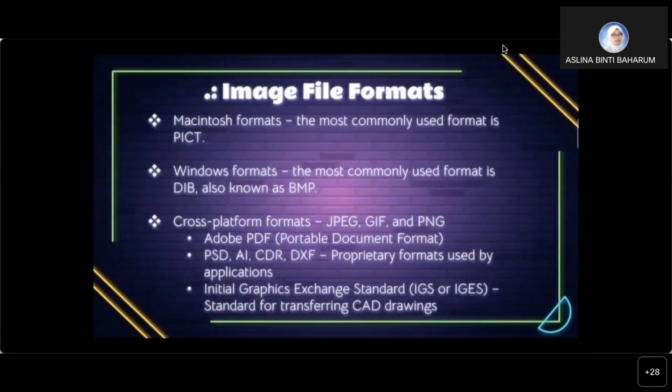The next part is image file format. Macintosh format: the most commonly used format is PICT. On the other hand, Windows' most commonly used format is DIB, aka BMP. Cross-platform formats, for example, JPEG, GIF, and PNG. Adobe PDF, which stands for Portable Document Format, PSD, AI, CDR, and DXF are proprietary formats used by applications. Initial Graphics Exchange Specification, IGS or IGES, is for transferring CAD drawings.